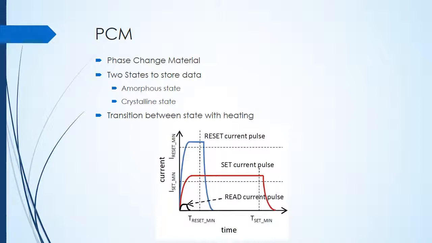If you look at the figure below, we can notice that if we apply a high current for a short period of time, we can achieve the reset state. If we apply somewhat lower current, but for a longer period of time, then we can achieve the set state. And for reading, we need a very small current for a very short time. So reading is very fast and very energy efficient, unlike writing. So that's why we're focusing on improving writing.